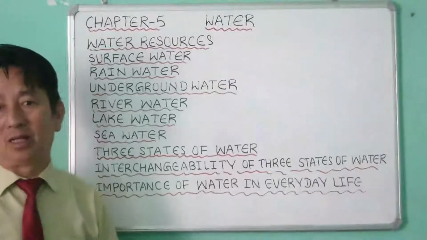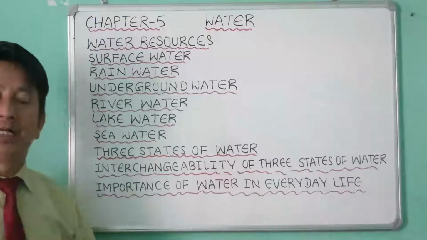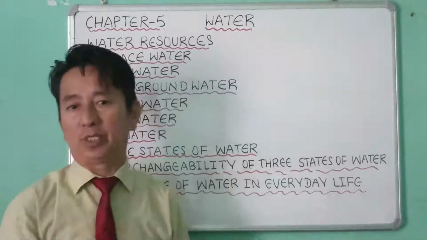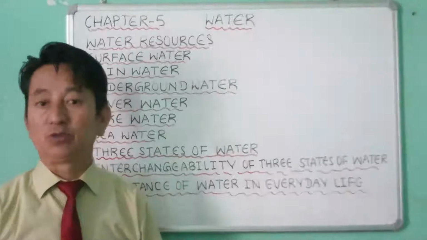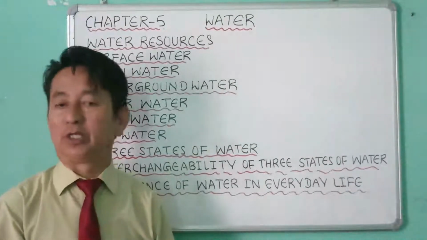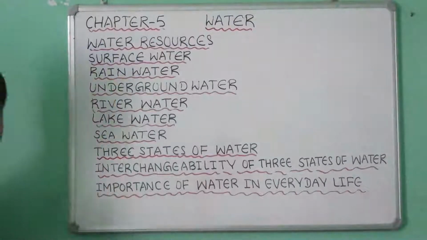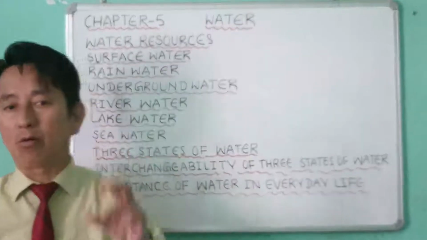Surface water is naturally replenished by precipitation and naturally lost through discharge by evaporation. Some of the surface water is lost due to seepage into the ground. Now next, rainwater. Rainwater is the purest form of naturally occurring water.